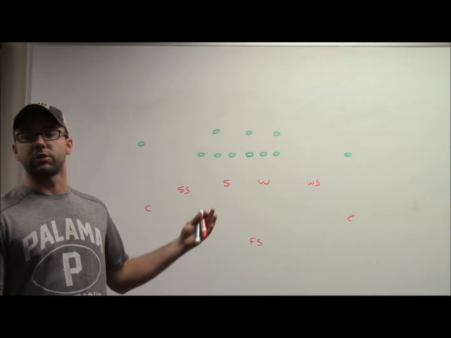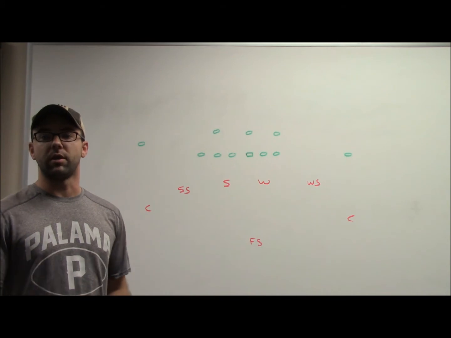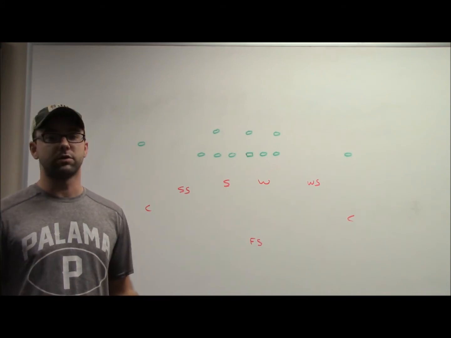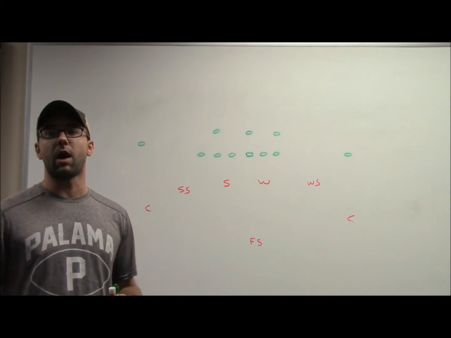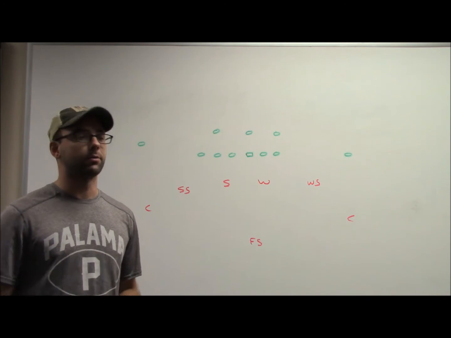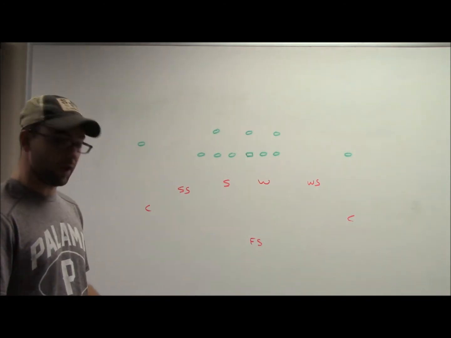First, I'm going to draw up where the weakness is so that we all understand how it exists. Then we're going to take a look at our trips check that we use as our default trips check, and then we're going to look at how we can apply that check to 21 personnel, 2-back personnel. Okay?